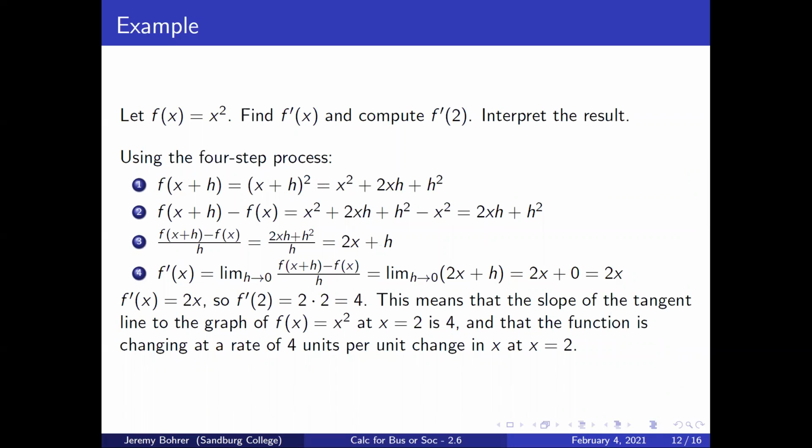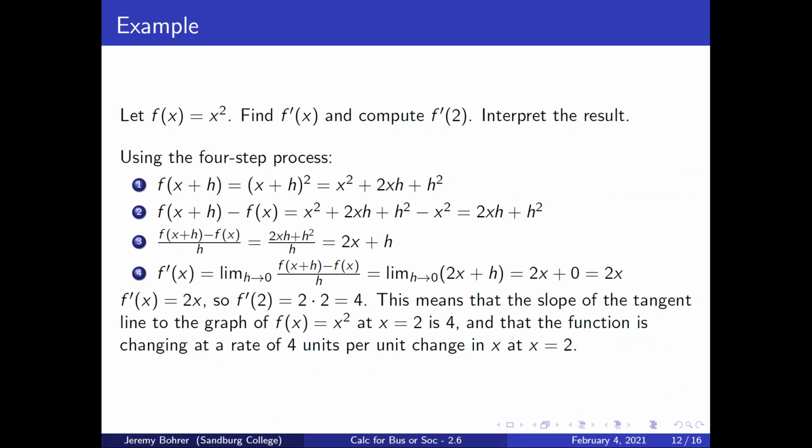Let f(x) equal x squared. Find f prime of x and compute f prime of 2. Interpret the result. Using the four-step process, f(x+h) equals (x+h) squared, which is x squared plus 2xh plus h squared. f(x+h) minus f(x) is x squared plus 2xh plus h squared minus x squared, which is 2xh plus h squared.